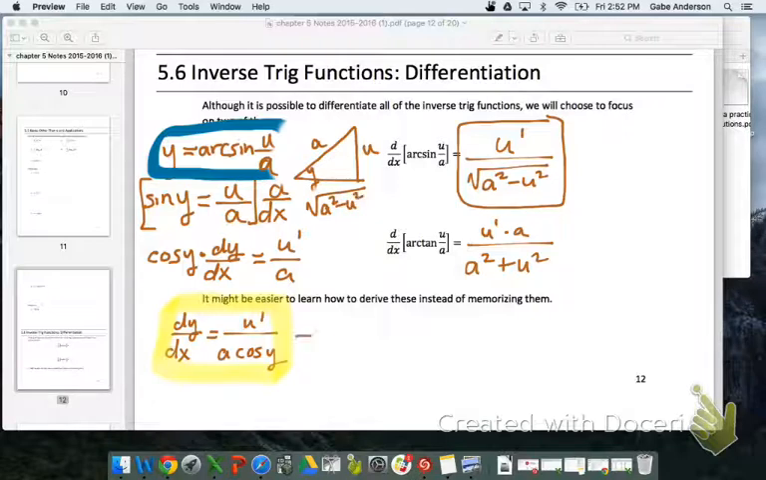Now I can just take this and write u prime over a, and then times the cosine of y, which is adjacent, the square root of a squared minus u squared, over hypotenuse, which is a. You can see at this point the a's cancel out, and I end up with u prime over the square root of a squared minus u squared. Of course, that matches the formula I mentioned above.